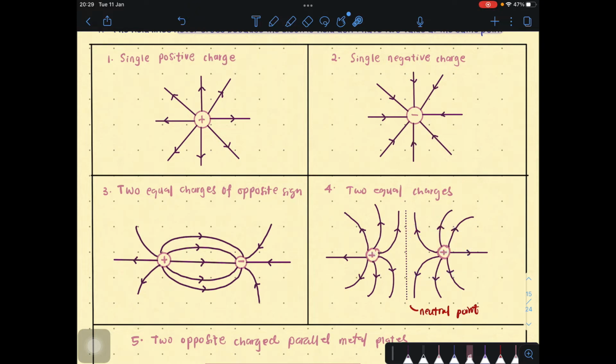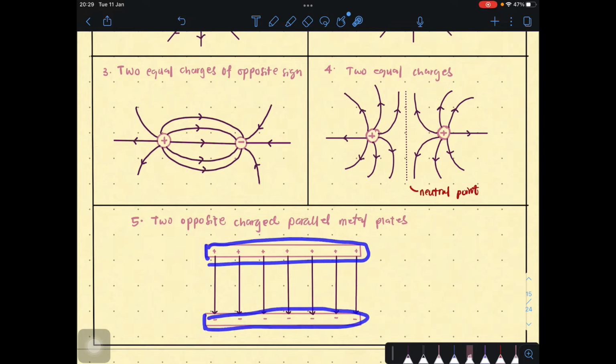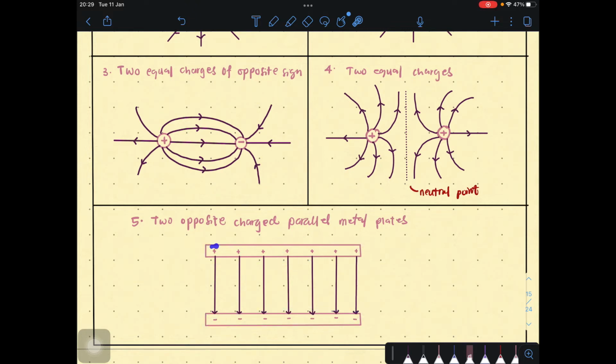And then the last one, we have two opposite charges inside parallel metal plates. So if we have two metal plates, one positive, one negative, it means there is a lot of charge inside the plates. So what happens is still the same. The direction will be from positive to negative, but now we have a uniform electric field. So this one we call a uniform electric field. We will look at this later in subtopic 1.4.